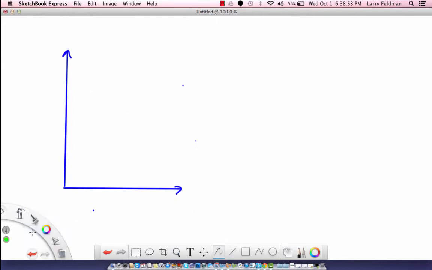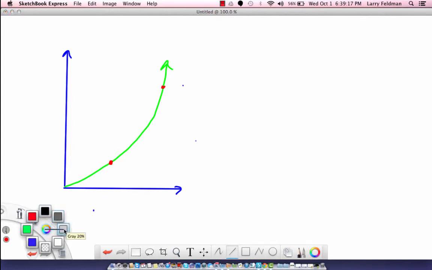And our function. And let's say that we want to find the slope of the tangent line at this point. And let's pick a second point up here. And we'll draw the secant, which is right here.